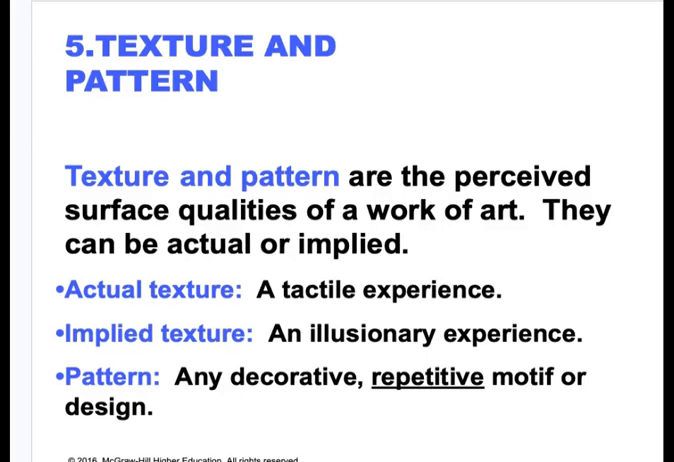Implied texture is the illusion of the experience. So many of the works we've looked at that are paintings, you could run your hand across it, like he said on that Chuck Close painting of the self-portrait, and while you see little stubbles on his face, it's going to feel smooth because it's just a painting. It's illusionary that it looks like it's stubble on someone's face or hair. And then, as we said, pattern is any decorative, repeated motif. A motif is just like a little symbol or a shape that's been repeated, a design.